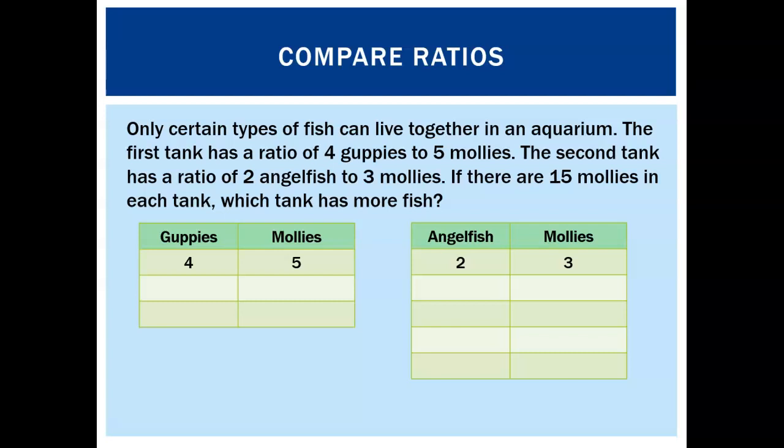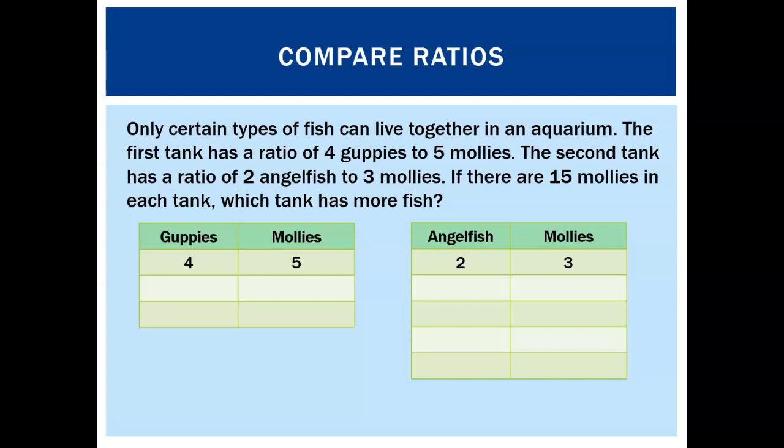Only certain types of fish can live together in an aquarium. The first tank has a ratio of 4 guppies to 5 mollies. The second tank has a ratio of 2 angelfish to 3 mollies. If there are 15 mollies in each tank, which tank has more fish? Again, we can solve our problem using ratio tables.